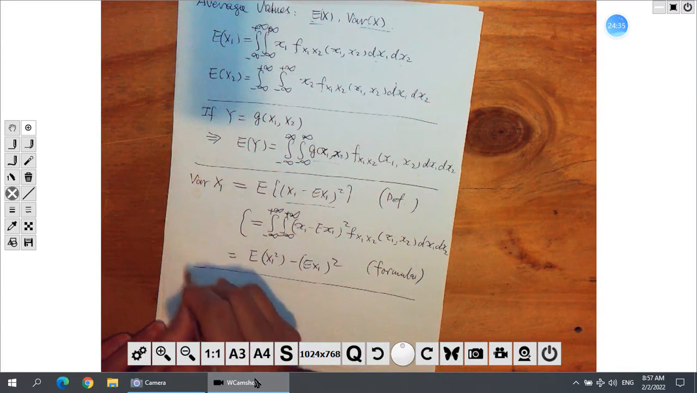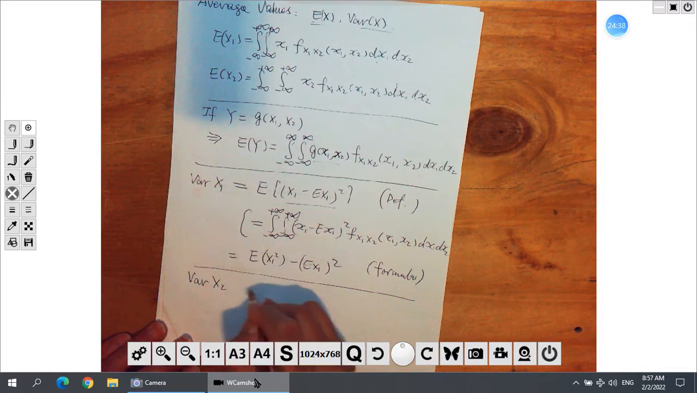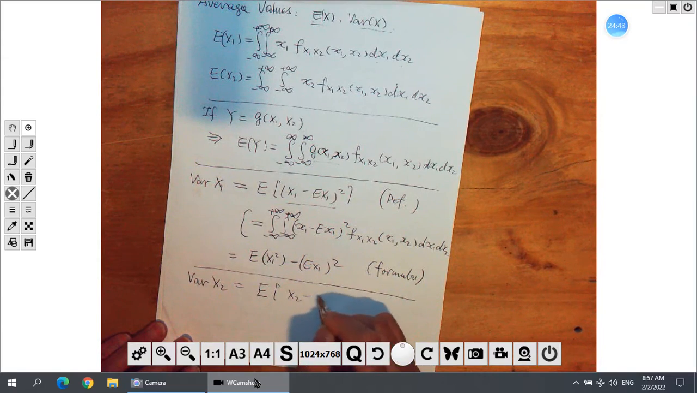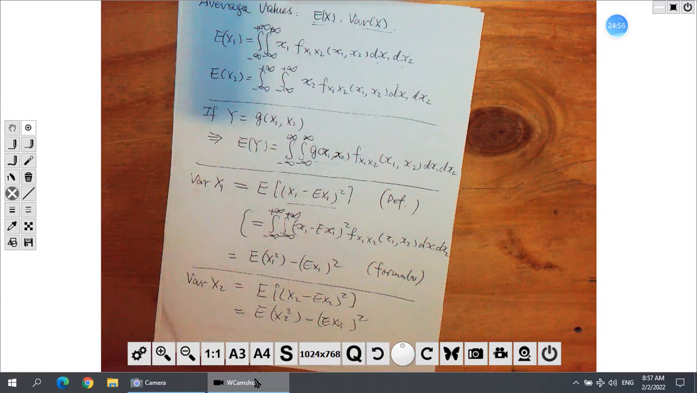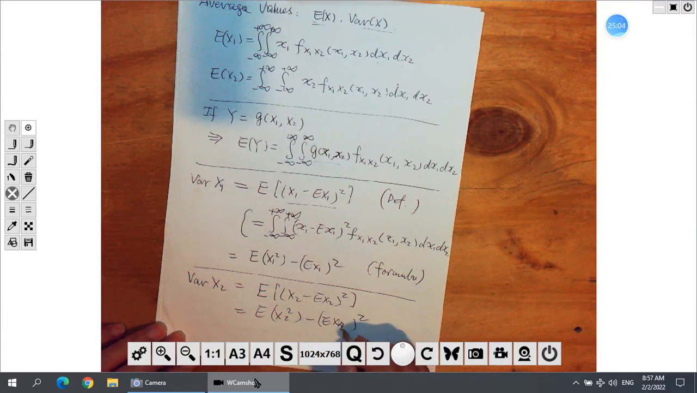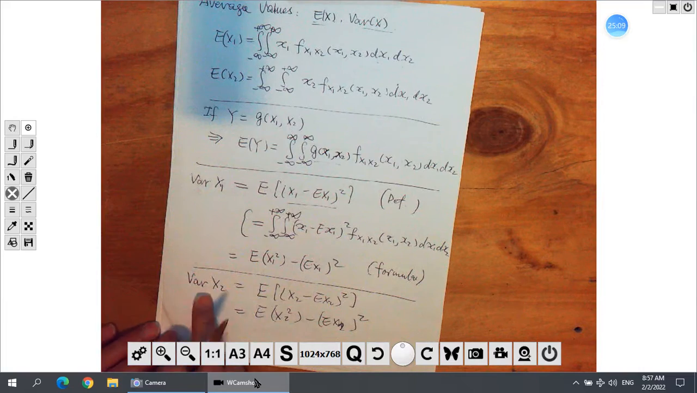And similarly, we have the variance of x2, equal to the expectation value of x2 minus E of x2, squared, which is E of x2 square minus E of x2 squared. Yeah, both are square, but the location is different. This is the square of x2. This is the square of the whole E of x2. This is the variance of x2. This is the variance of x1. Right.